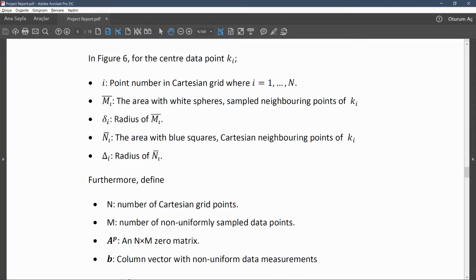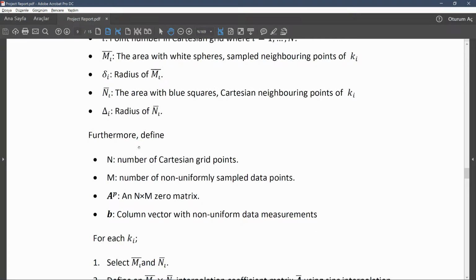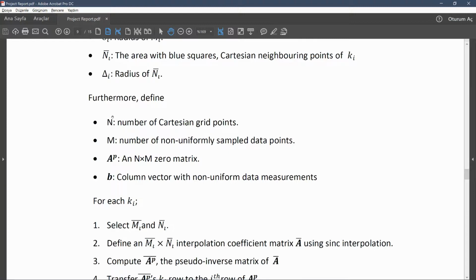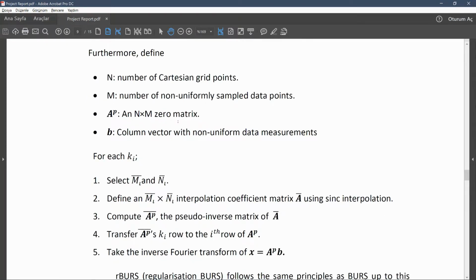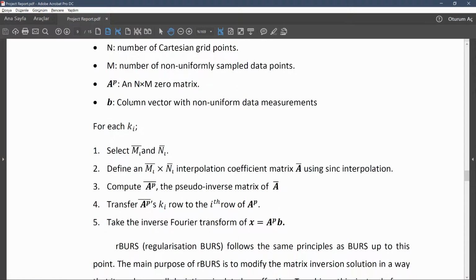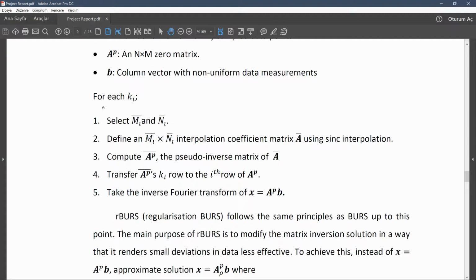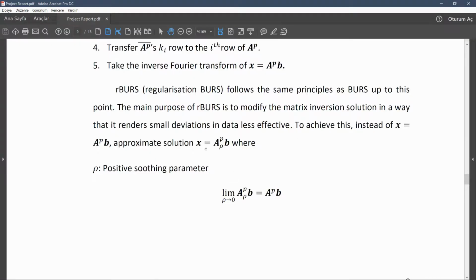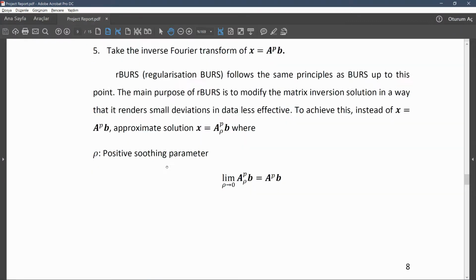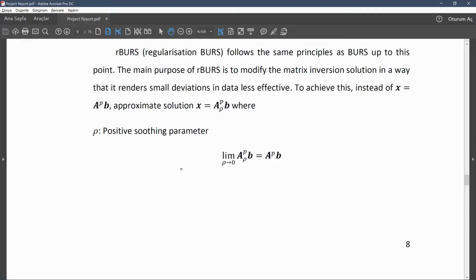We first define an m by n interpolation coefficient matrix A using sinc interpolation. Then we compute the pseudo-inverse of this matrix and transfer its Ki row to the ith row of AP. And then we take the inverse Fourier transform of this linear equation. In order to use regularized BURS, which helps us get rid of small perturbations since it's less sensitive to them, instead of taking this linear equation, we take this. This is its approximate solution, where this expression is the positive smoothing parameter. When it goes to 0, it equals the BURS equation.